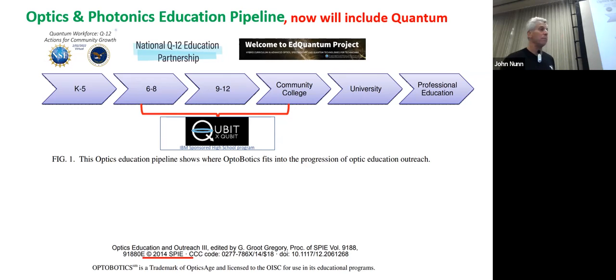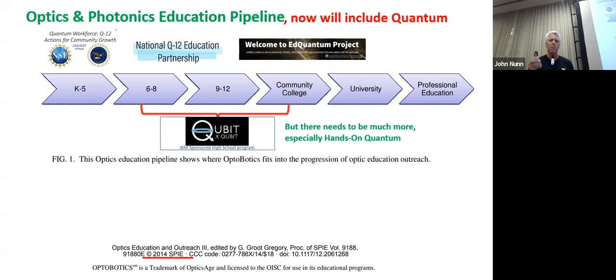And so we have the Quantum Workforce for K-12, Action for Community Growth, that's NSF funded, the National Q-12 Education Partnership, of course the EdQuantum program, and Qubit by Qubit, which is an online quantum computer education program for high school students, which myself and my young friend Andromeda there, I'll introduce her in a moment, are actually taking now. So learning how to actually program a quantum computer now. Anybody can do it. It's open source. IBM funds it all. And there are other companies that have similar types of things, but IBM is the big blue giant in the industry.